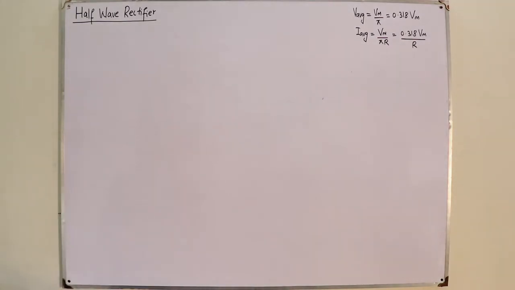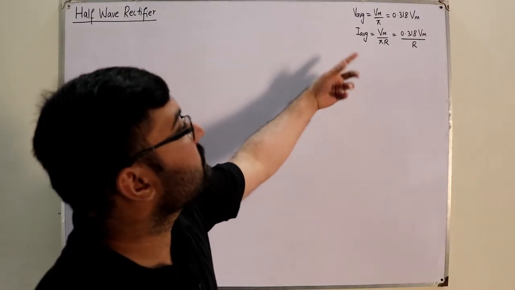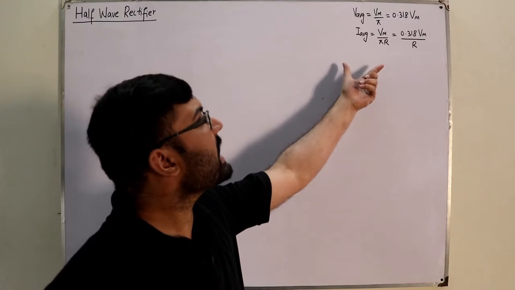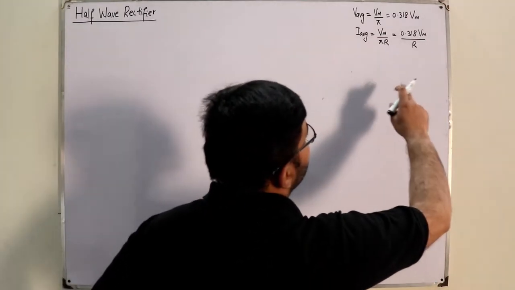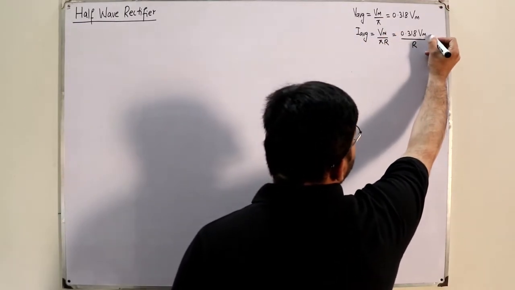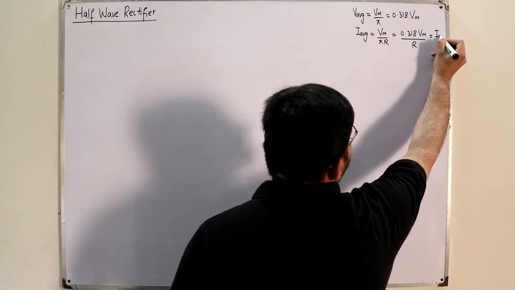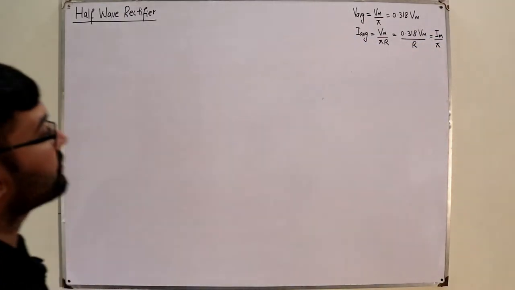Today we have some terms. In the previous video, we derived the expression for V average, and on the basis of that, I wrote the expression for I average. And this I average could also be written as Im by pi, because Vm upon R would be your Im, right? So you could write this as Im upon pi, the same way as Vm upon pi.